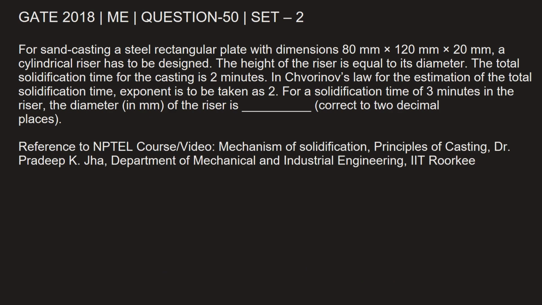So as per all the given information, using Chvorinov's rule, we have the diameter value for the riser is 51.87 millimeters. It's been asked to write it correct to 2 decimal places, so we did that.